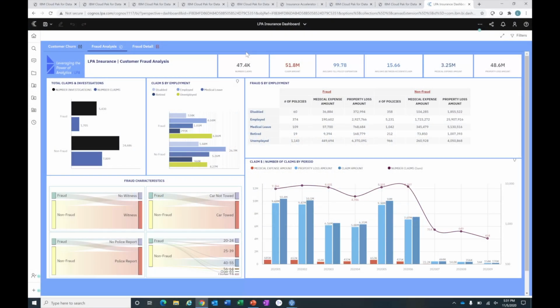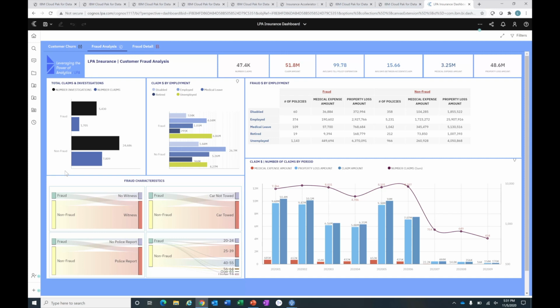Let's look at the fraud analysis dashboard. So the first thing you'll notice again is at the top of the dashboard, we have our KPIs and metrics that are important to us, including the number of claims, the claim amount. And if we start over here on the left, we can see there's a breakdown of predicted fraud.